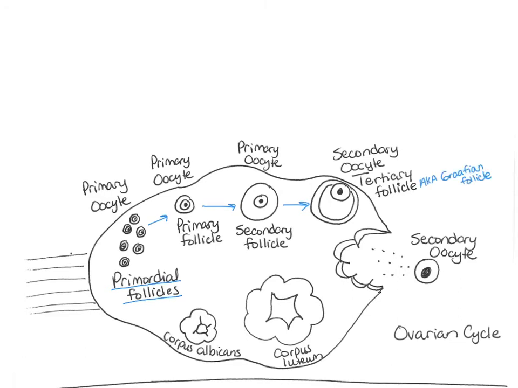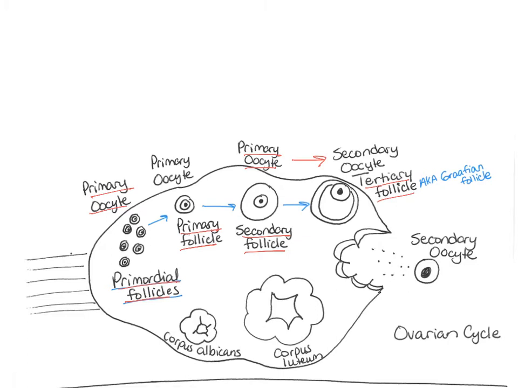At the center of these follicles is the developing oocyte. The primary oocyte is in the primordial follicles, and in the primary follicles, and in the secondary follicles. The primary oocyte doesn't develop into a secondary oocyte until the tertiary follicle has developed.